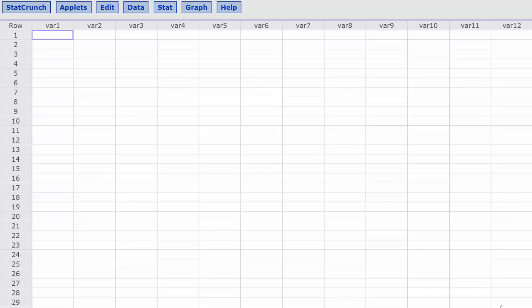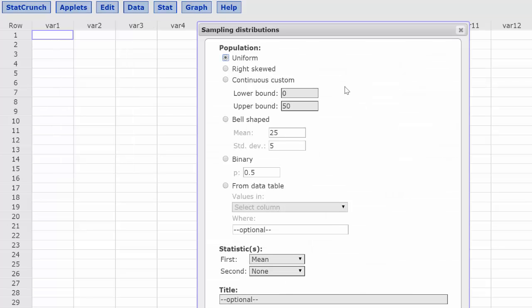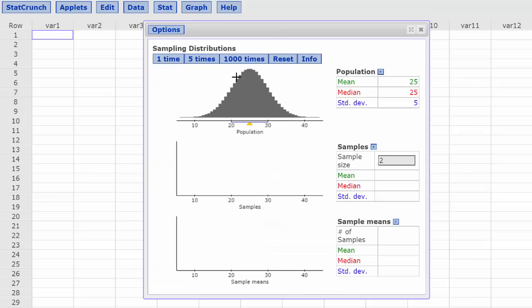Okay, we're going to explore this notion of variability of means with an applet. So I select sampling distributions, and we'll start with the bell-shaped distribution, and we'll just take the defaults, mean of 25, standard deviation of 5. Okay, so here is our normal, this is our population at the top. And suppose we're going to select a sample of n equals 30 from a population that has a mean of 25 and standard deviation of 5.